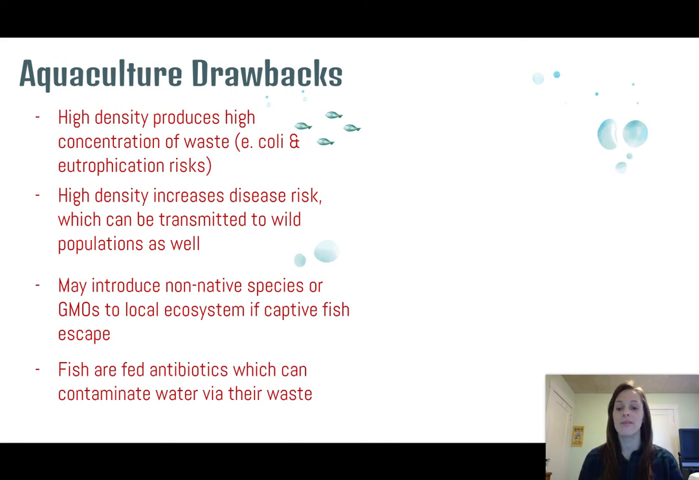Additionally, fish are going to be fed antibiotics to try to prevent the disease transmission, but these antibiotics can then contaminate the water via their waste. And this can lead to high levels of the antibiotics in the water, which can ultimately become endocrine disruptors or cause problems to the hormones of the local wild organisms.